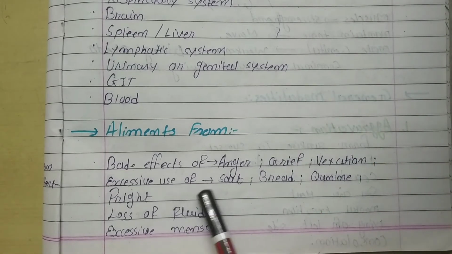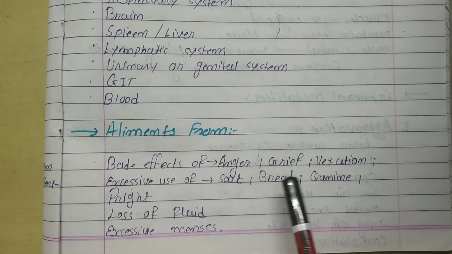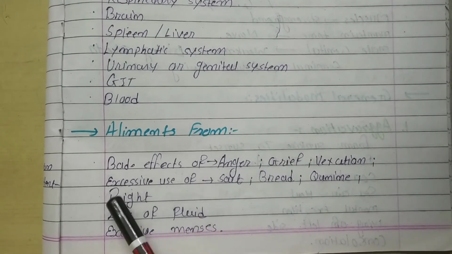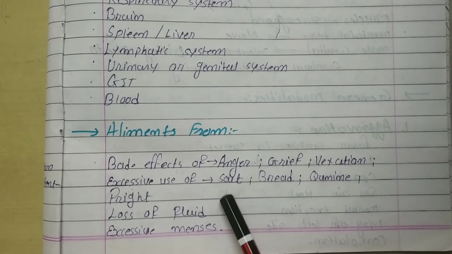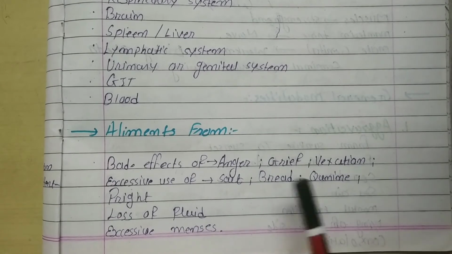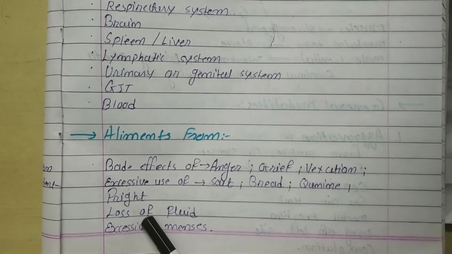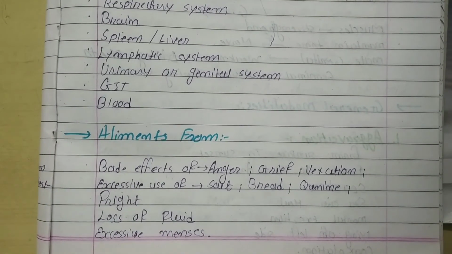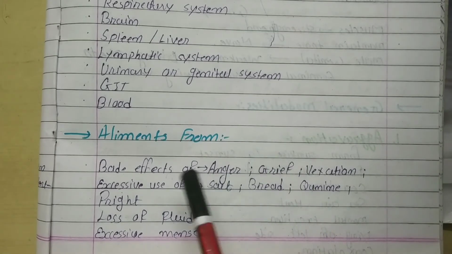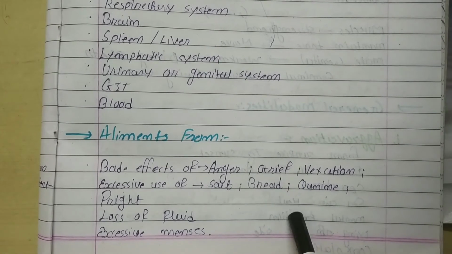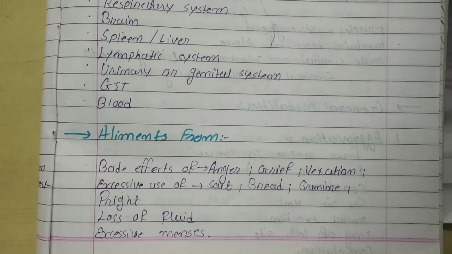See the etiology, what are the causes for the troubles. So the bad effects of anger, grief, and vexation, excessive use of salt, bread, and quinine, and fright, loss of fluid, and excessive menses. Loss of fluid is very characteristic for NATRUM MUR, as well as excessive use of salt and bread and quinine is also characteristic of NATRUM MUR.